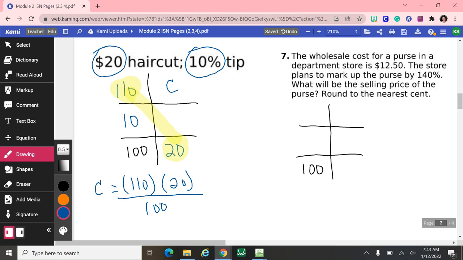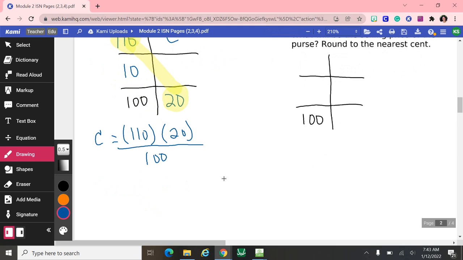And when you go ahead and calculate that cost, the amount that we get is 22. So we found our answer and we need to label it. What was our total cost of this haircut? $22.